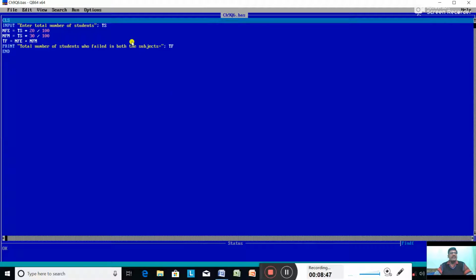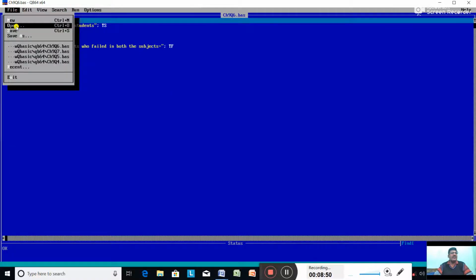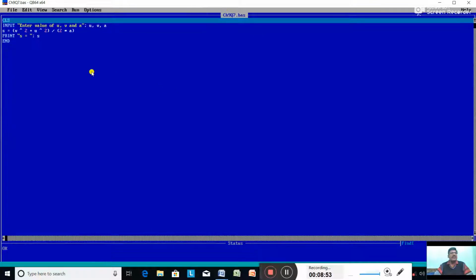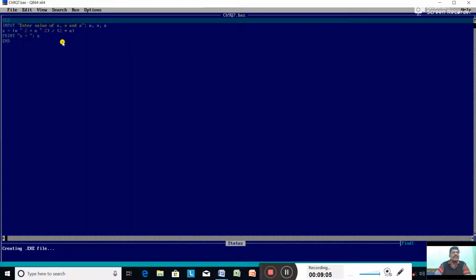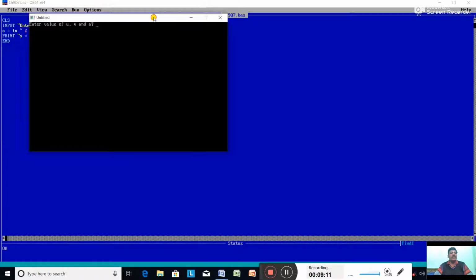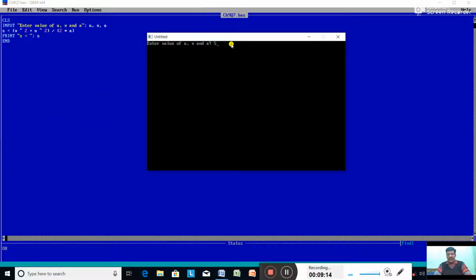Program number 7. CLS input enter value of U, V and A. U, V, A. S equals V raised to 2 minus U raised to 2 by 2A, 2 into A. Print S. Press F5. Now we have to input the values of U, V and A. Suppose U value 5, V value 7, A value 9. Press enter and see S value 4.111111. So this was the output of this program.